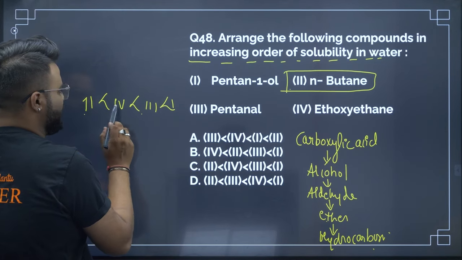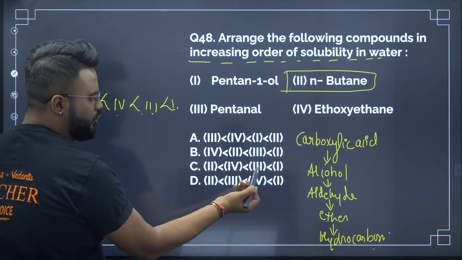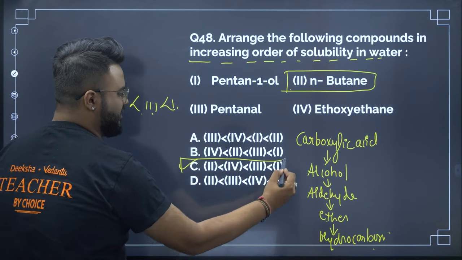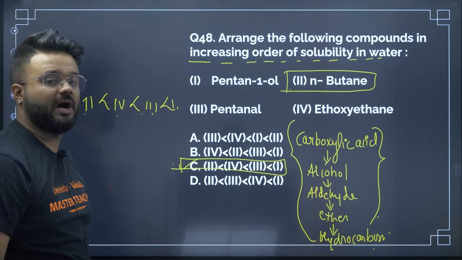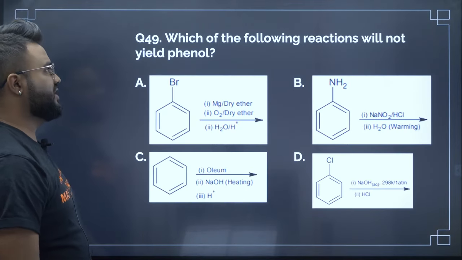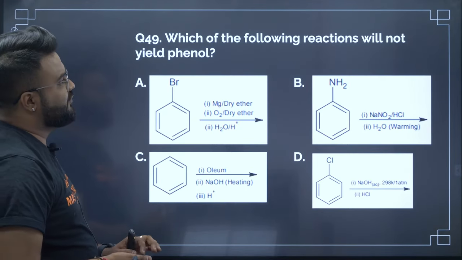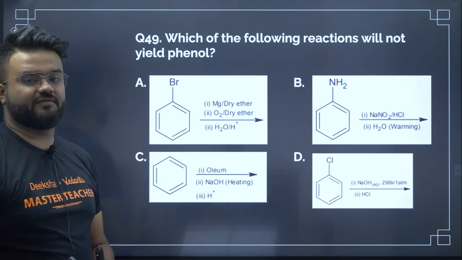So 2, 4, 3, 1. Therefore, option C will be your correct answer. Keep in mind, in the further questions also, I'm going to ask the same. Question number 49. Which of the following reactions will not yield phenol?